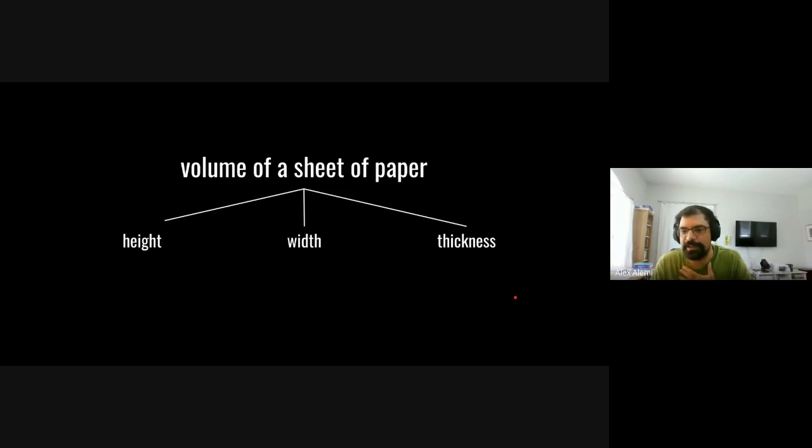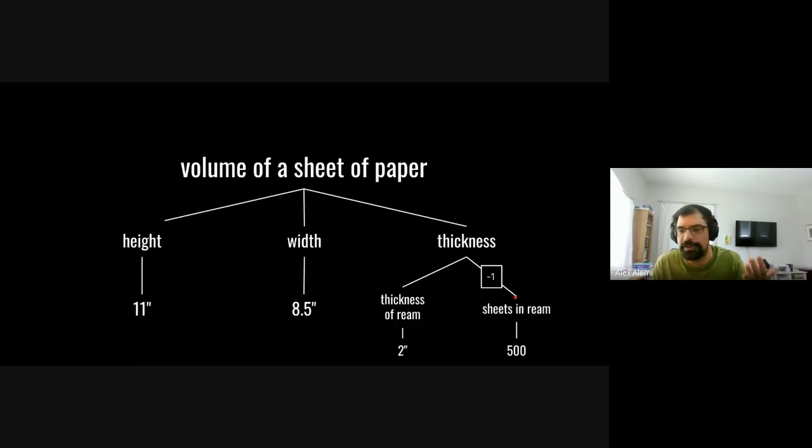I think I know what the height and width of a sheet of paper is, right? 8.5 by 11. I've dealt with sheets of paper my whole life. I don't know what the thickness is, but I can do it again. I can recurse. I can split that problem into an even smaller set of problems.